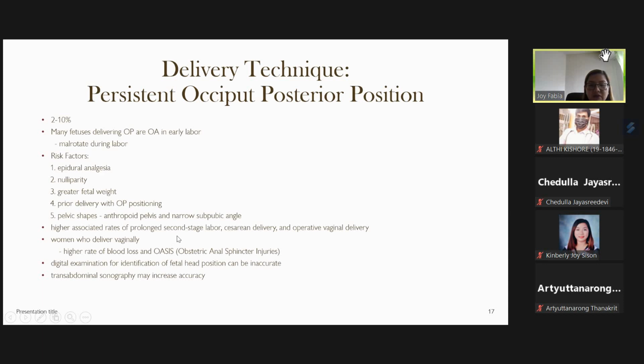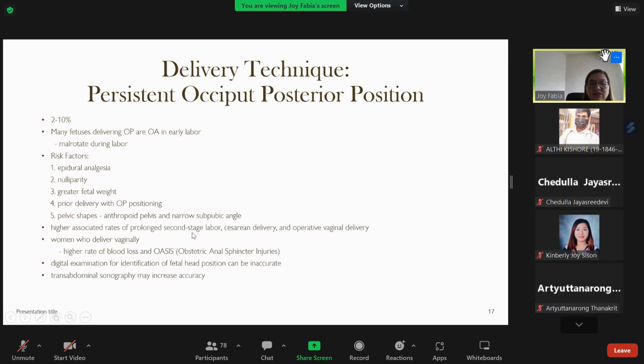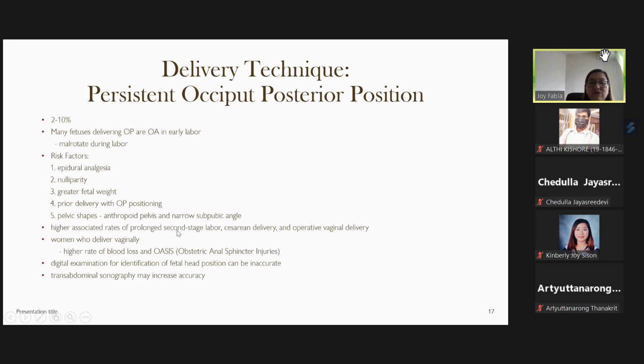There are higher rates of cesarean delivery and operative vaginal delivery because the POP can cause a prolonged second stage of labor. Women who deliver vaginally have higher rates of blood loss and OASIS, that is the obstetric anal sphincter injuries.